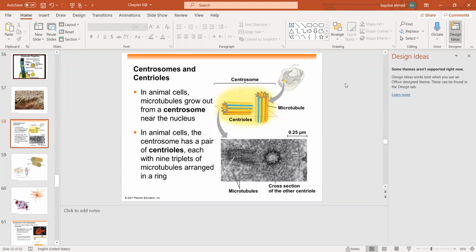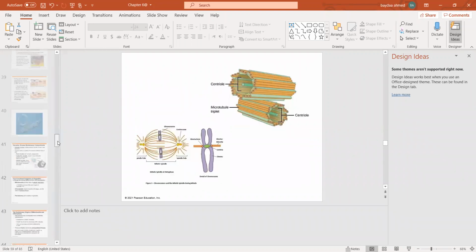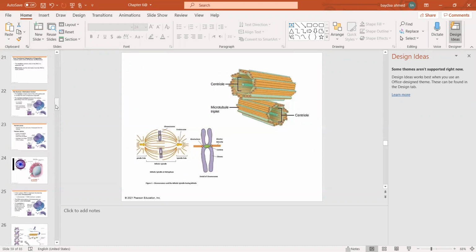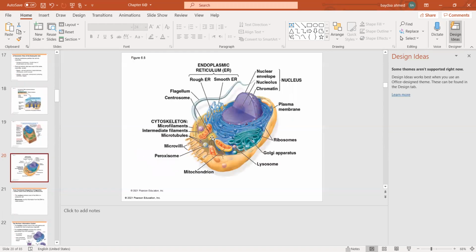Since we are talking about microtubules, we should mention centrosomes. In animal cells, microtubules grow out from a centrosome. The centrosome is a region that is often located near the nucleus. Here you have an image of an animal cell with a centrosome. So the centrosome is usually located near the nucleus.